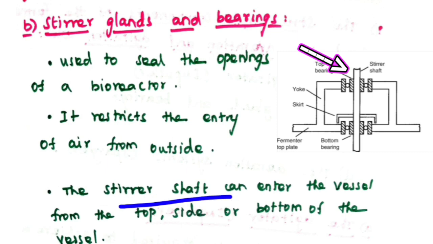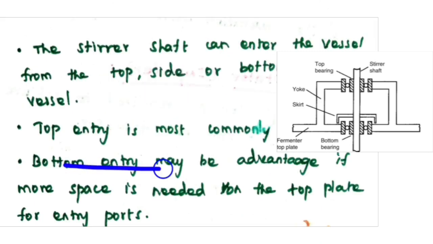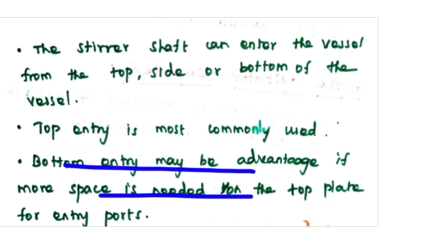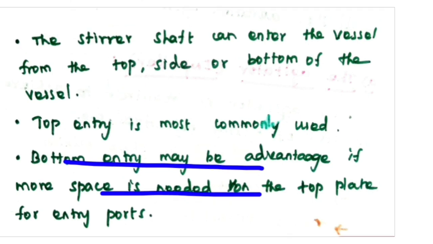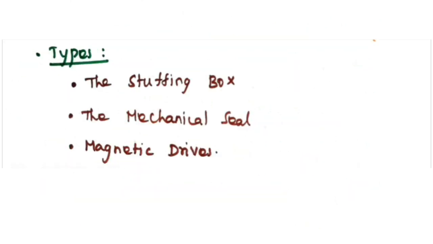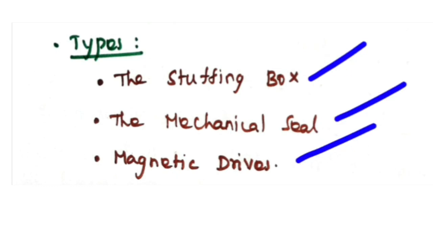Okay, the stirrer shaft may enter the vessel from the top side or bottom of the vessel. Top entry is most commonly used. Bottom entry may be an advantage if more space is needed on the top plate for entry ports. Suppose you need more space for entry ports, like ports for adding nutrients and adding antifoam agents, then for acid or alkali for pH control. And there are three types of stirrer glands and bearings: the stuffing box, mechanical seal, and magnetic drives.